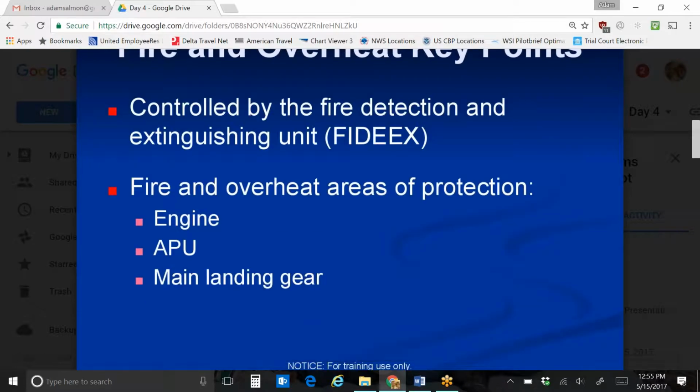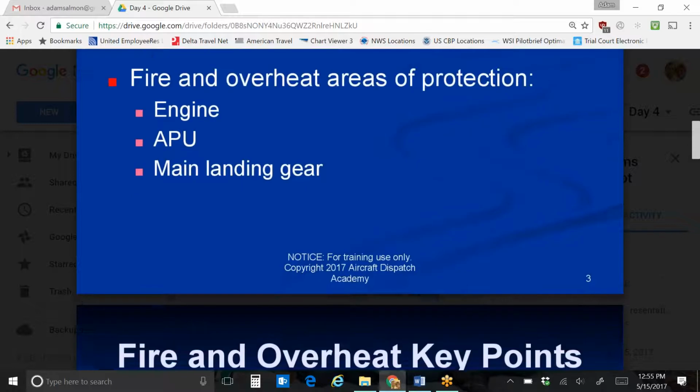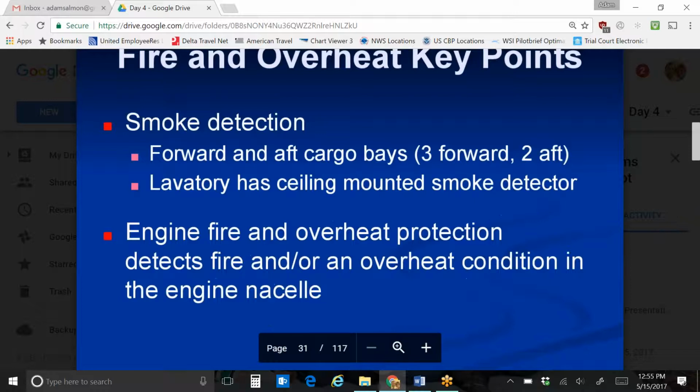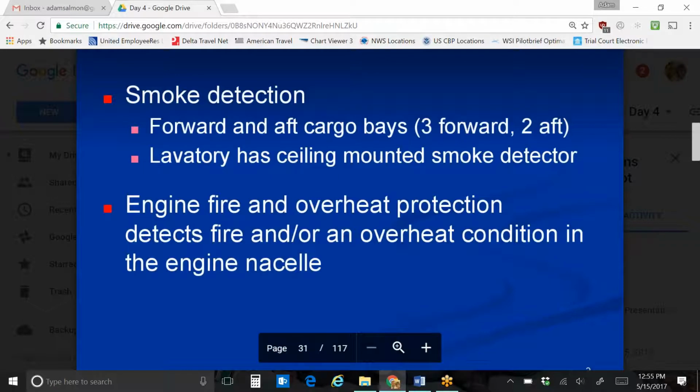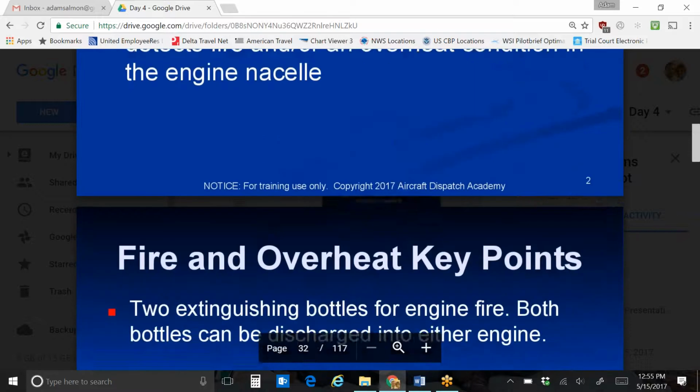Know which areas of the aircraft are protected by fire protection. Those would be the engine, the APU, the main landing gear. And then the smoke detection areas. The lavatory has a smoke detector. The forward and aft cargo bays also have smoke detectors in them. And the engine fire and overheat protection can detect fire in the engine and when it's overheating as well. The cockpit crew can be alerted.